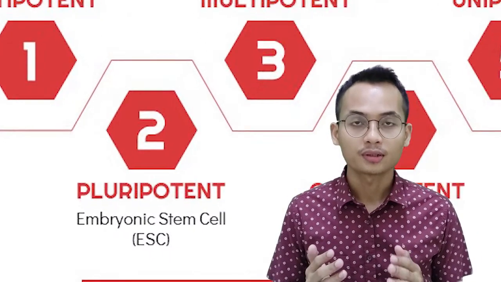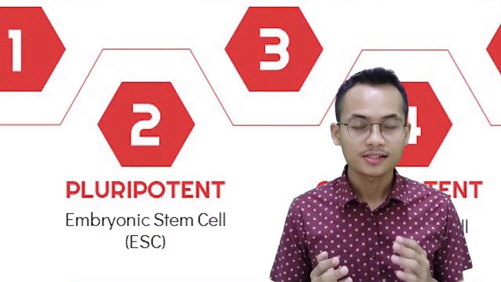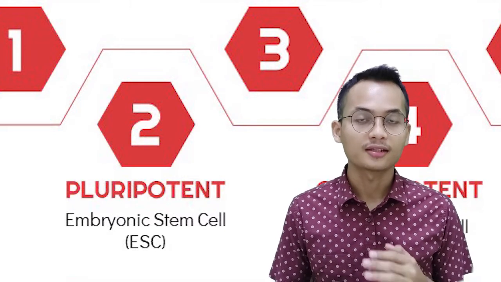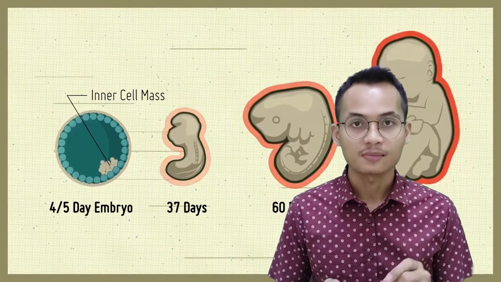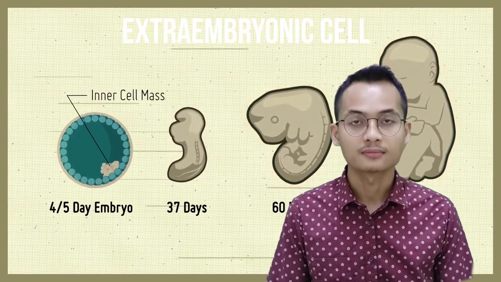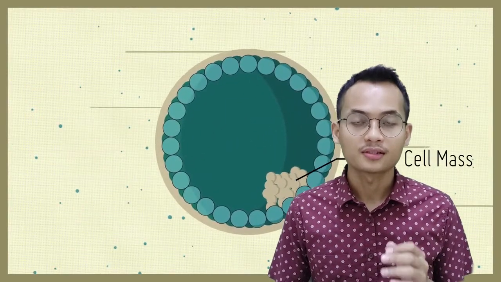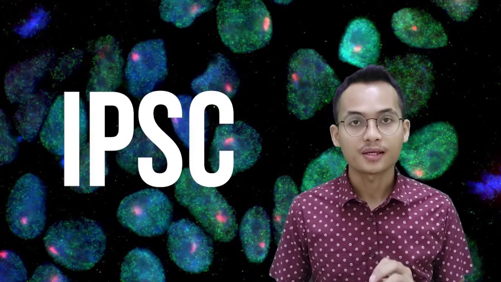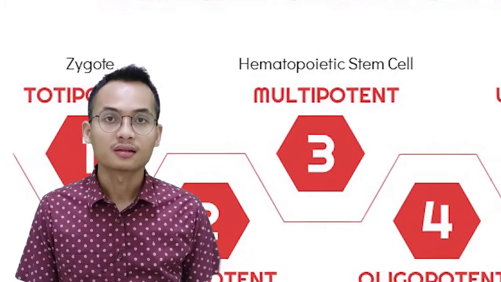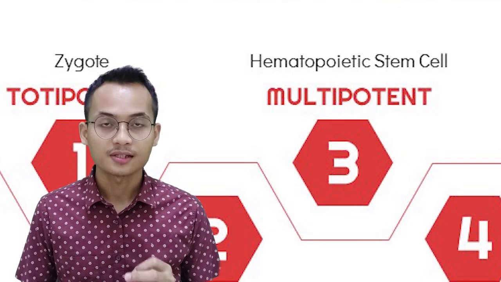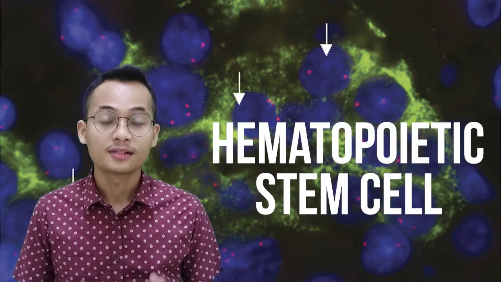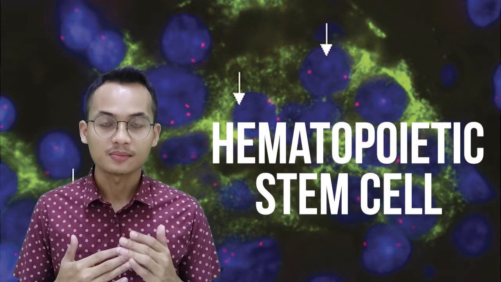Next, the pluripotent stem cell. Pluripotent stem cells are able to divide and specialize into every germ layer except extra-embryonic cells. The examples of pluripotent stem cell are ESC and iPSC. The third one is the multipotent stem cell. Multipotent stem cells are able to divide and specialize into a specific cell lineage. For example, the hematopoietic stem cell.